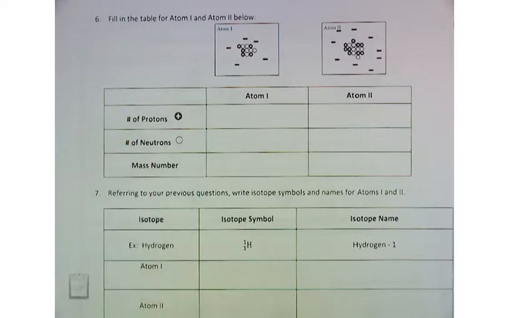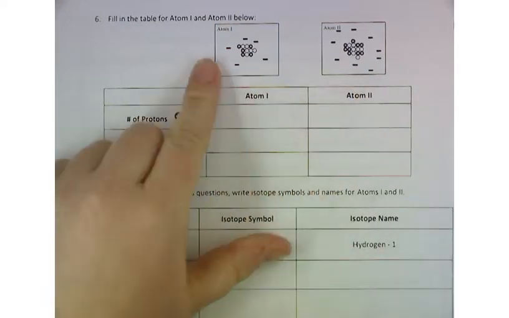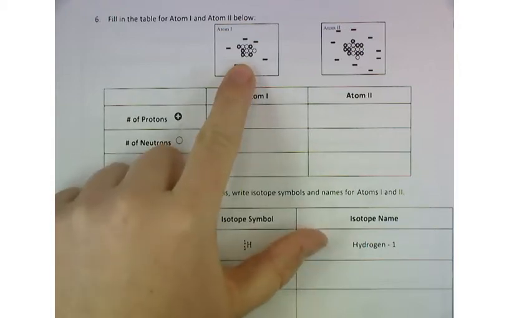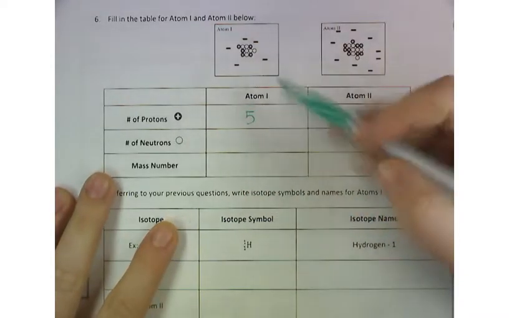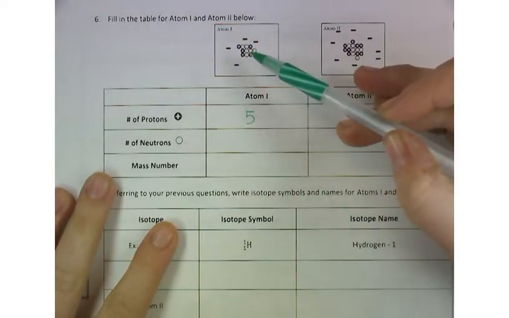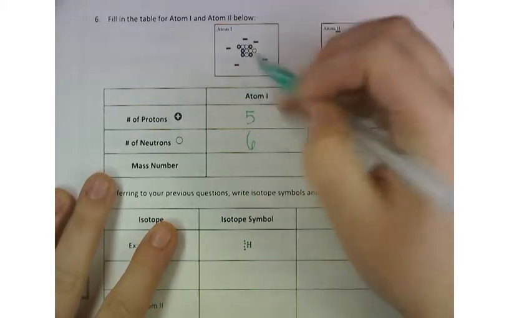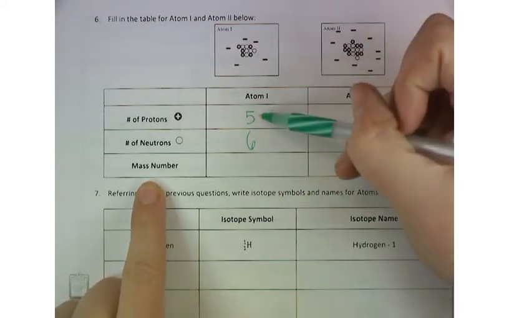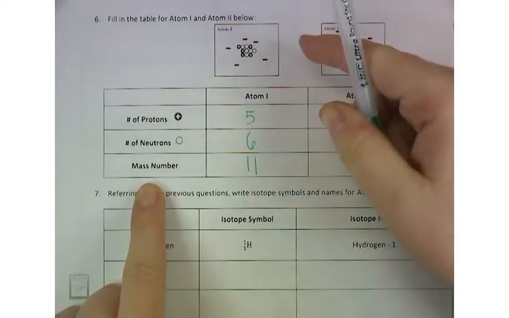So what we are doing here is we have atom 1 here and atom 2 here, and we need to count the number of protons. If we look here, we can count the number of positive, so the darker circles. We've got 1, 2, 3, 4, 5. So we've got 5 protons in atom 1. Now we can count the number of neutrons. We've got 1, 2, 3, 4, 5, 6. So we've got 6 neutrons. That was literally just counting them out of the diagram. Now I need to know my mass number. For mass number, I take 5 plus 6, and that equals 11. So my mass number for atom number 1 is 11.